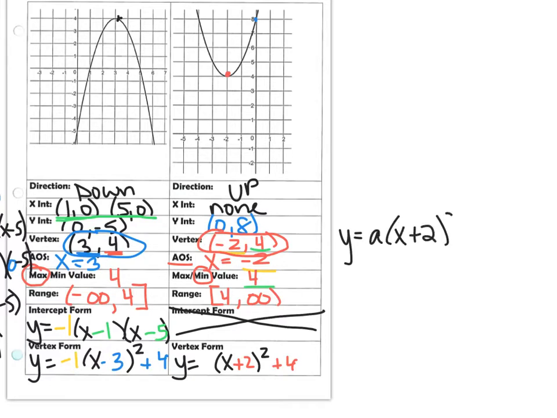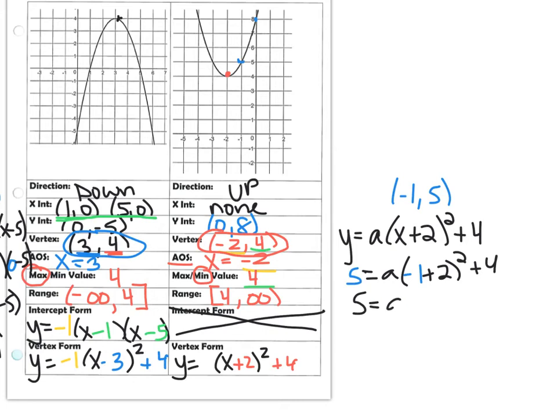So I write my equation, and I choose a point. So this time, let's try the point -1, 5. So 5 equals a times -1 plus 2 squared plus 4. So 5 equals a times 1 squared plus 4. 1 squared is just 1, and a equals 1. I told you, all these are boring. I promise there are more interesting ones in the universe.